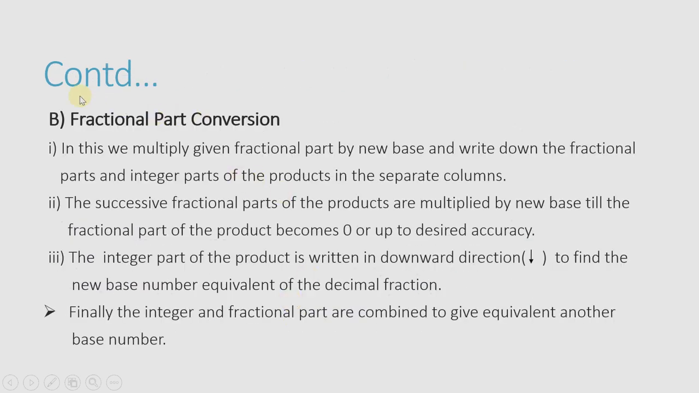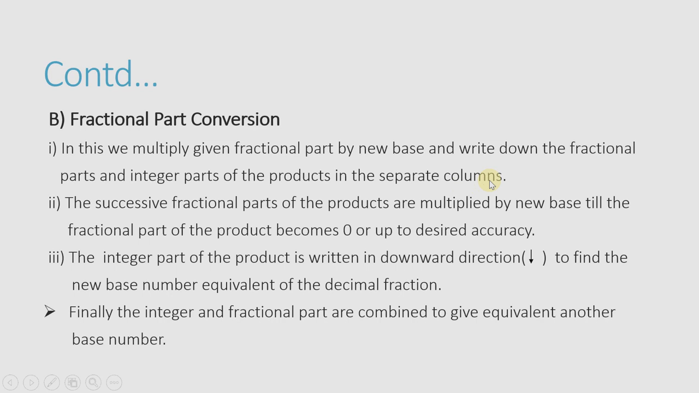Now if I have a number which consists of both an integer as well as a fractional part, we have already seen how to convert the integer part. Now how to convert the fractional part? In this, what we have to do is multiply the given fractional part by the new base, meaning the base in which you want to convert that number, and write down the fractional part and the integer part of the product in separate columns.